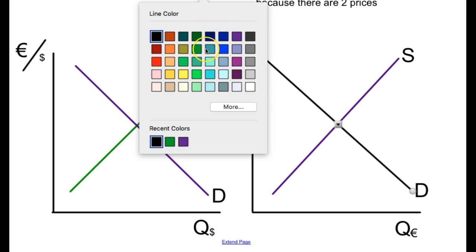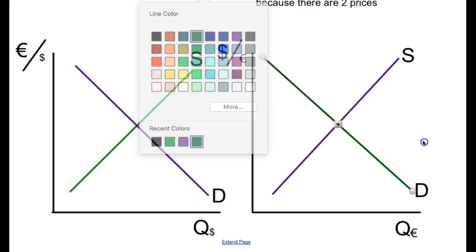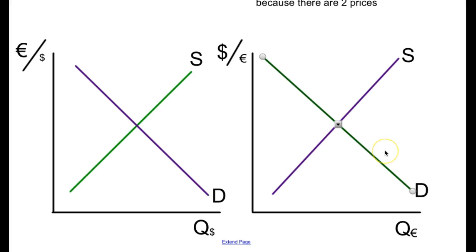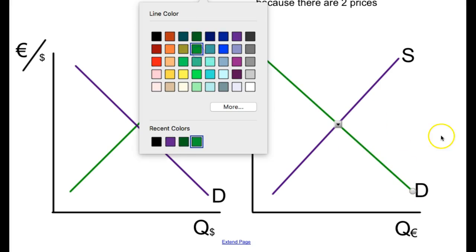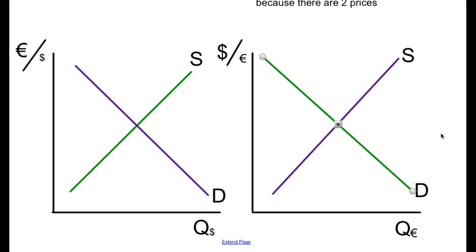So you can see there's a pretty strong connection here between, oops, not quite the same shade of green. We'll change that. There's a pretty strong connection here between these two markets. The suppliers in one market are the demanders in the other market. Over here we have Americans supplying, over here we have Americans demanding. Here we have Europeans supplying, here we have Europeans demanding.